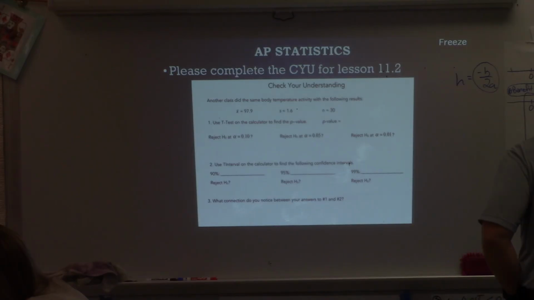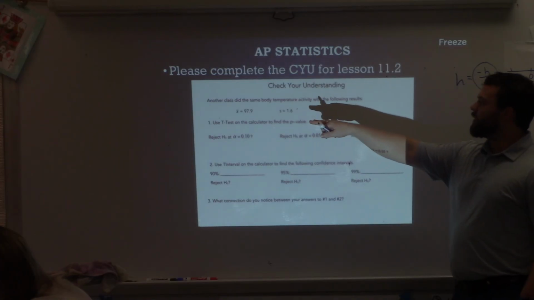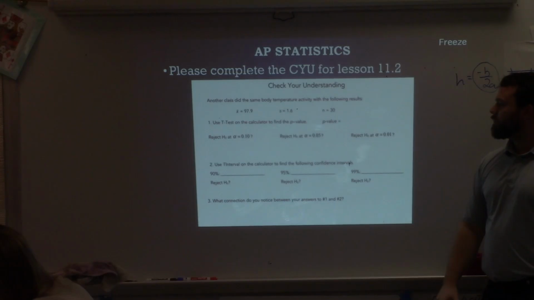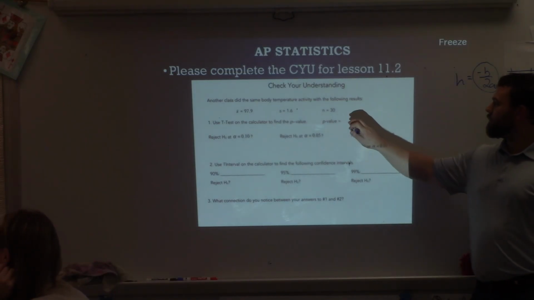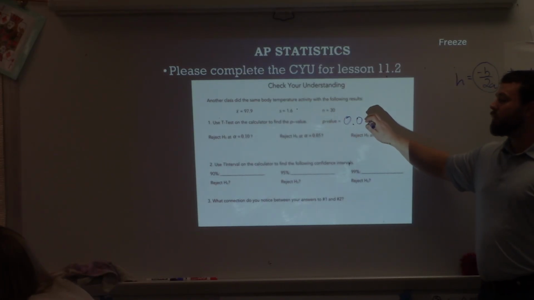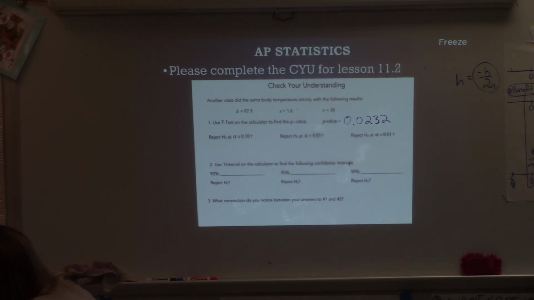Okay, so using the t-test on the calculator, find the p-value. So we've got our sample mean, our sample standard deviation, sample size. What was the p-value? So 0.0232. Okay. Again, make sure that you do the correct alternative hypothesis.